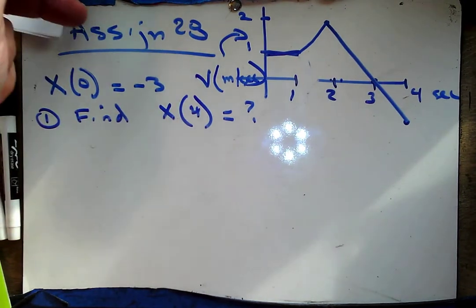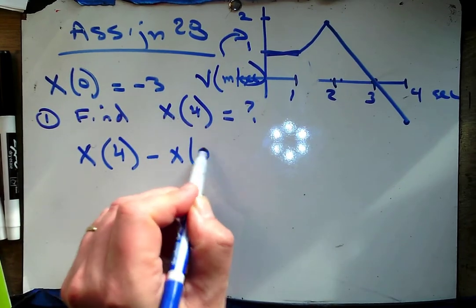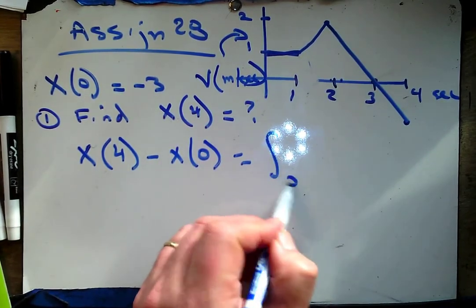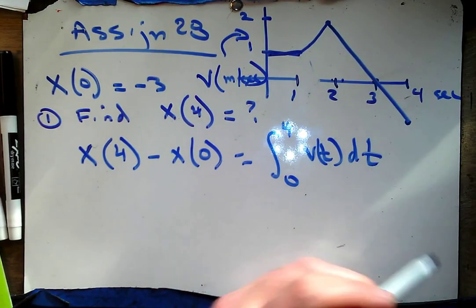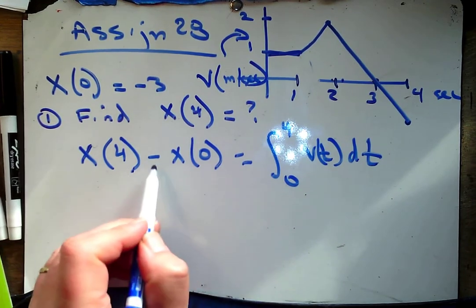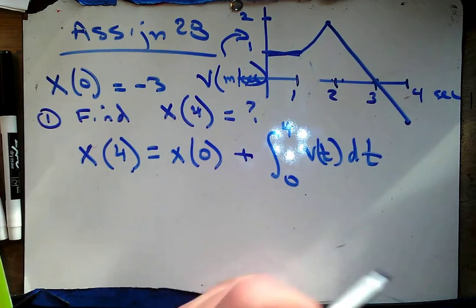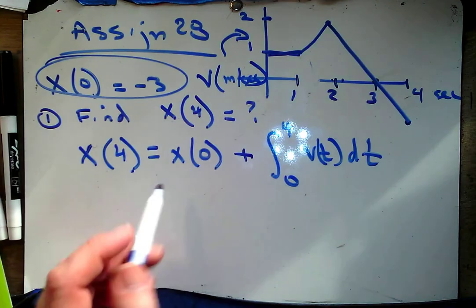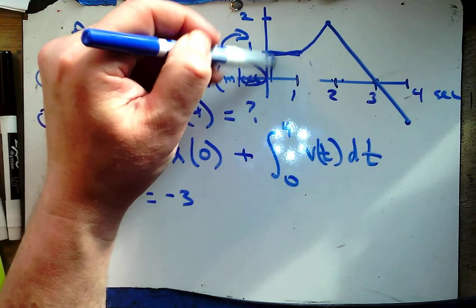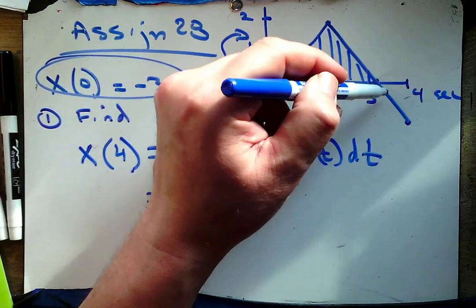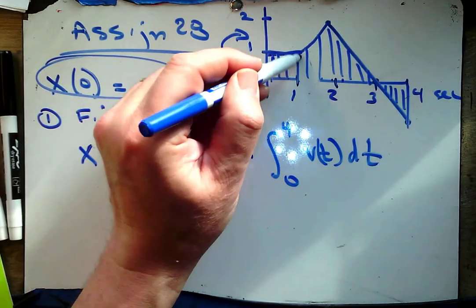Okay, so remember that x of 4 minus x of 0 equals the integral from 0 to 4 of v of t dt. So if I'm looking for x of 4, all I have to do is add x of 0 to both sides. And so now we have this. We're told that x of 0 is -3, but what about this integral? Well, this integral is this plus this. Okay, well, let's find that area.